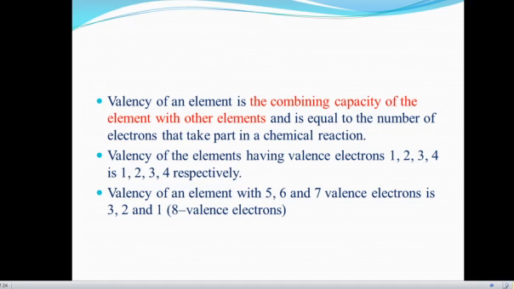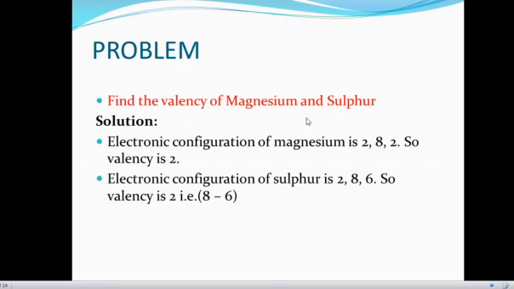Okay, so next I am going to discuss a problem. What is it? Find the valency of magnesium and sulphur. For magnesium, the atomic number is 12 and the mass number is 24. So the configuration is 2, 8, 2 and the valency is 2. What about sulphur? It has atomic number 16 and mass number 32.